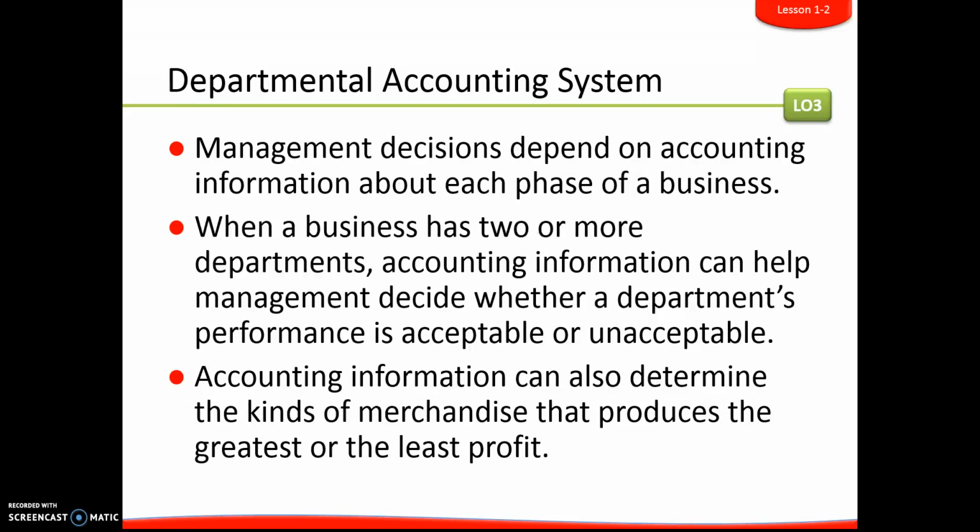So when a business has two or more departments, accounting information can help management decide whether a department's performance is acceptable or unacceptable, mainly talking about are these departments producing a profit, particularly when it comes to merchandise. So the different forms of merchandise. We're going to talk about our sample company that's called Wiley's, and they specialize in merchandising of grills and then also of furniture. So they want to know, are these departments performing well, or are they underperforming?